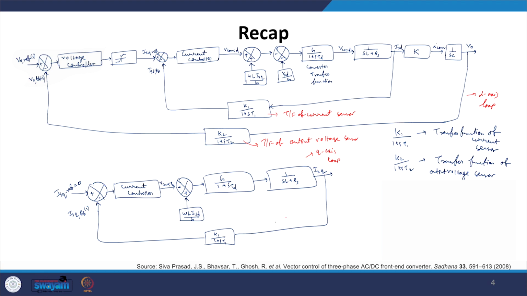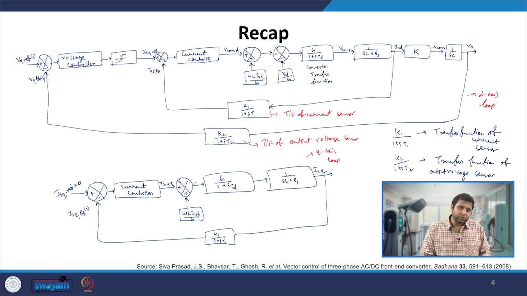Similarly, in the Q axis loop we have only the current loop, we do not have the voltage loop, because ideally we want our ISQ reference to be 0. Only then can we ensure our IS space vector is aligned along the D axis, which is aligned along the supply voltage space vector, and that is when we can ensure that we are drawing unity power factor current from the source.